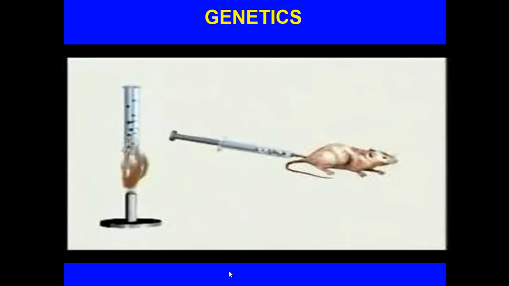He then injected the heat-killed S cells into mice. Unexpectedly, the mice remained healthy. It appeared that the mucus coat did not cause the disease.